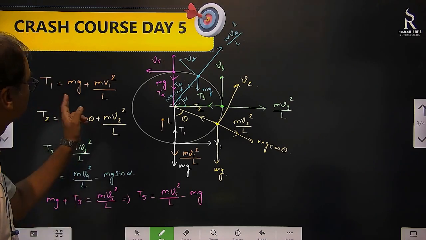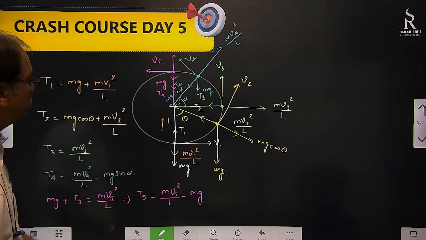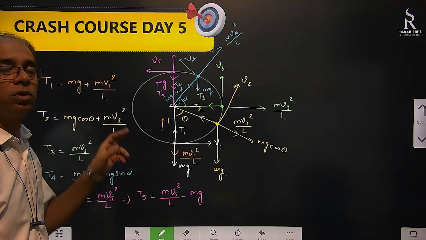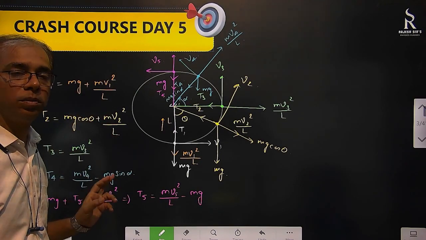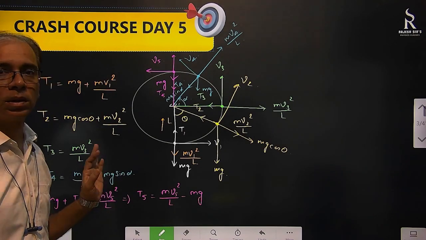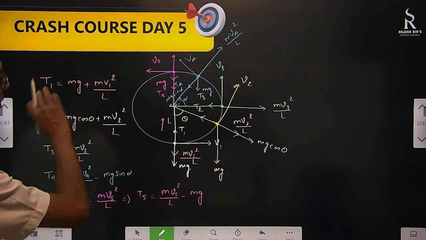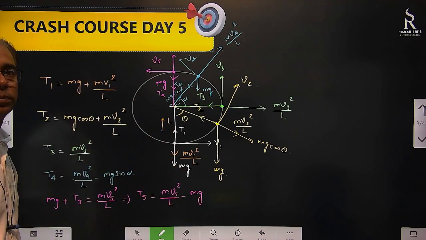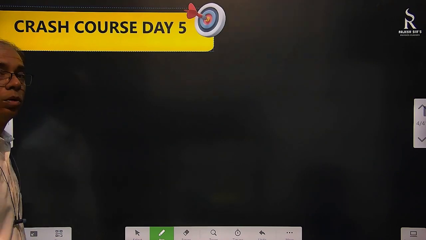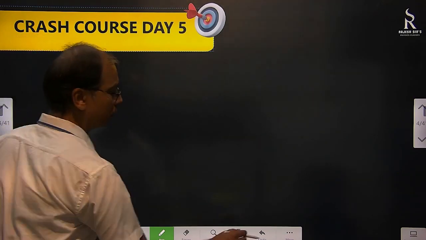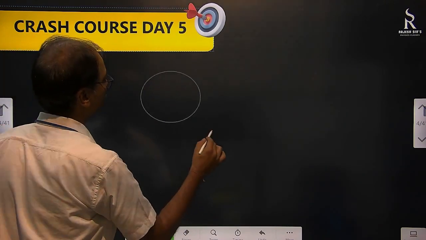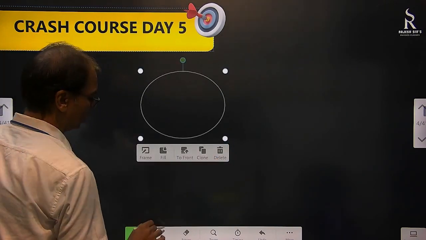Where is it maximum? Bottommost point. Because v1 is maximum and you are adding mg now. So tension at the bottommost point is maximum and at the topmost point is minimum. Okay, right? So this is how we can calculate tension here. Now how to talk about velocity? How to calculate velocity? As I said, it is based on conservation of energy. So we will see one or 2 points, not all of them now.